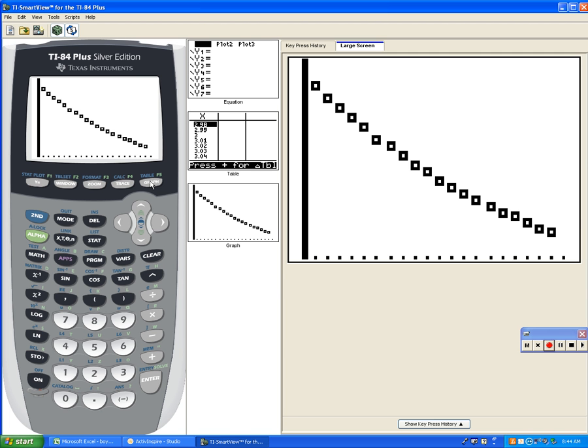Does this look linear? Somewhat. Not really. It's curving just a little bit, okay? So this is not necessarily going to be a linear function. So now we're going to do something fancy. For part B, it says store L2 minus 72 in list L3.